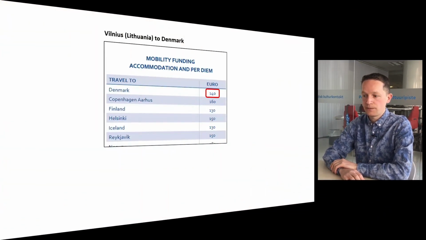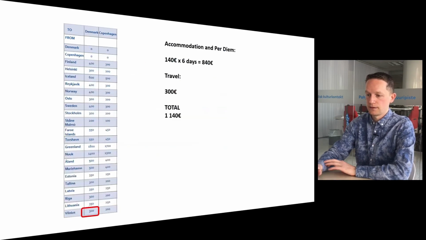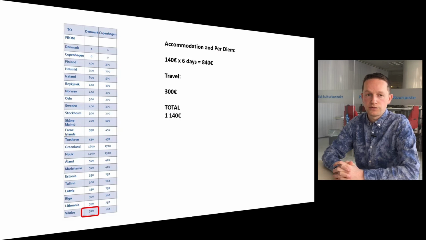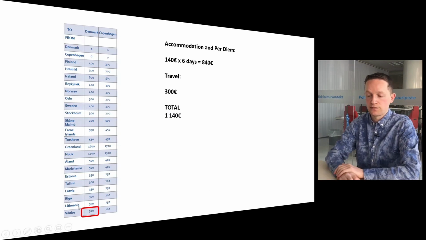The first one is an individual artist traveling from Vilnius, Lithuania to Denmark. And the first thing you will have to look at is the accommodation and per diem compensation. And Denmark, as you can see, is 140 euros. And then you will have to look at the travel cost. Let's say it's an individual traveling for 6 days from Vilnius to Denmark. Firstly, you count the 140 euros in accommodation and per diem times 6, 840. And then you will add the 300 euros fixed rate for the travel, with a total amount of 1,140 euros.